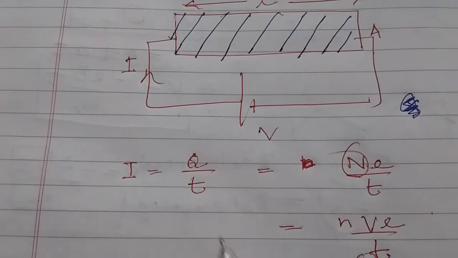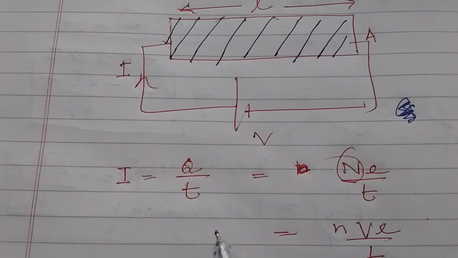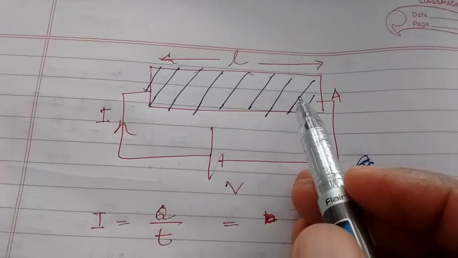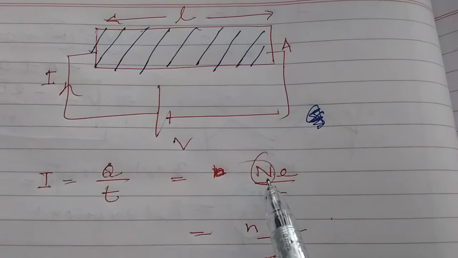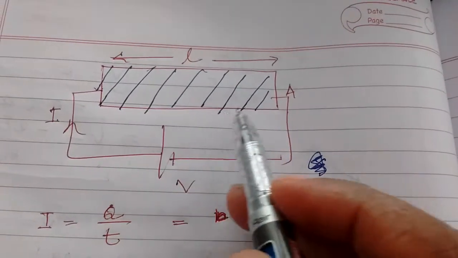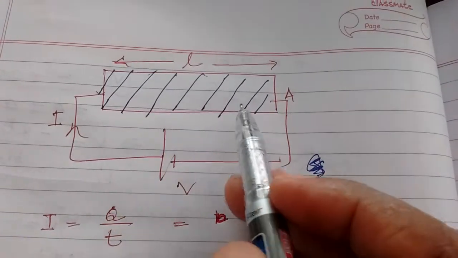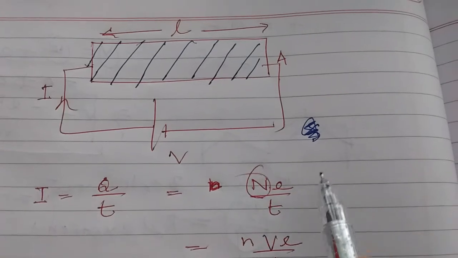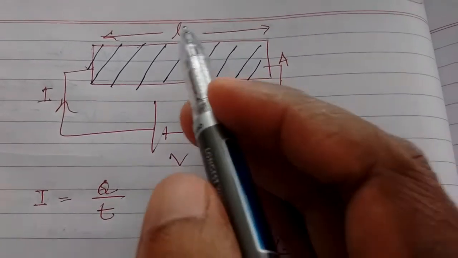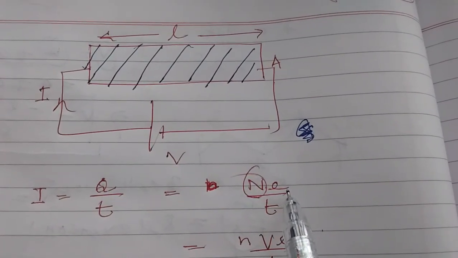I is equal to Q by T, amount of charge flowing per second. What is the amount of charge in this conductor? We have to decide it. Amount of charge is nothing but number of electrons into charge of electron. Since this is a conductor, it has plenty of free electrons. That's why total amount of charge present in this is Ne. N is total number of electrons within this volume, and E is the charge of electron.